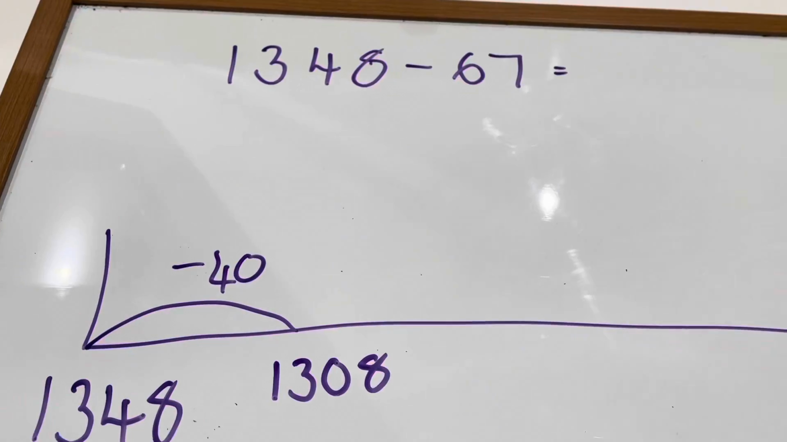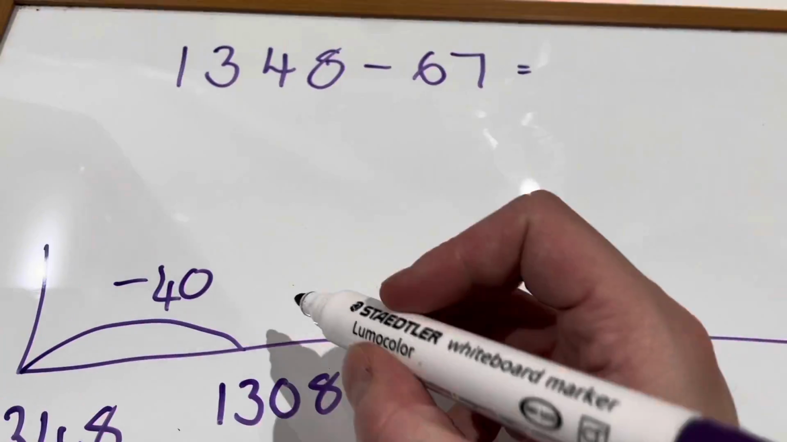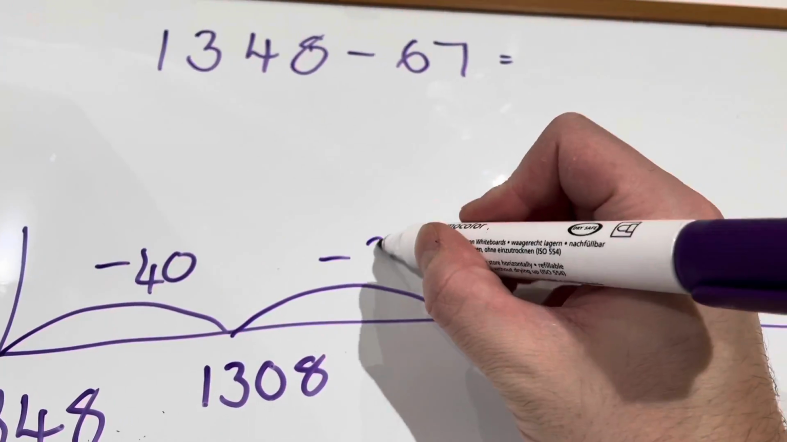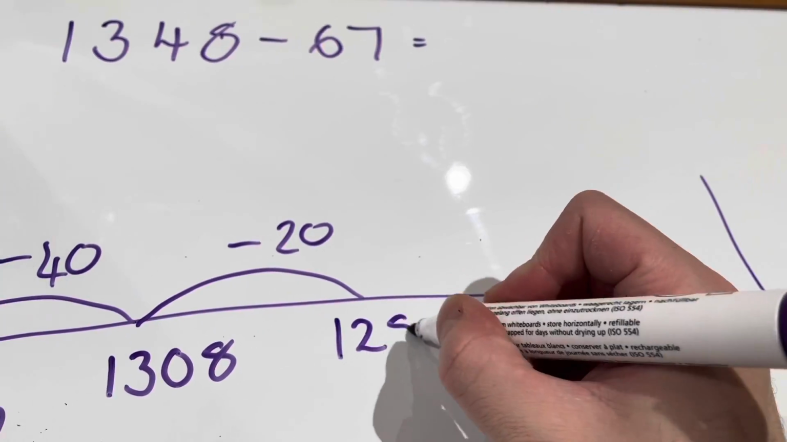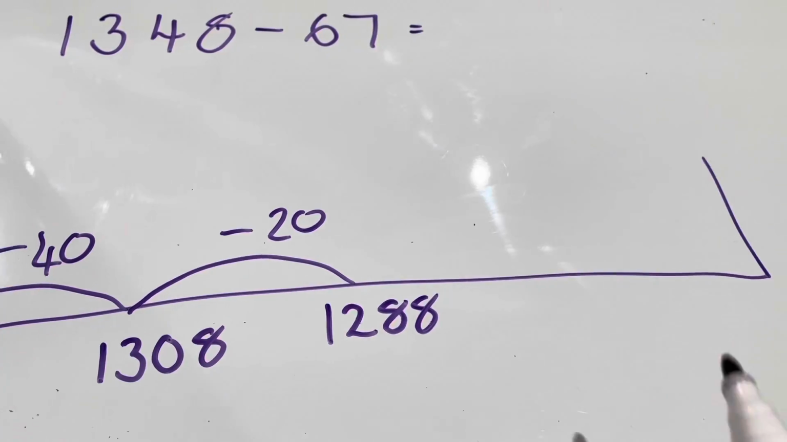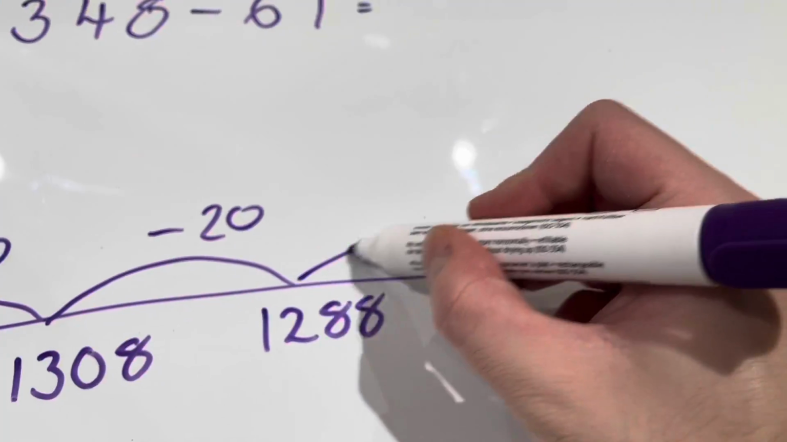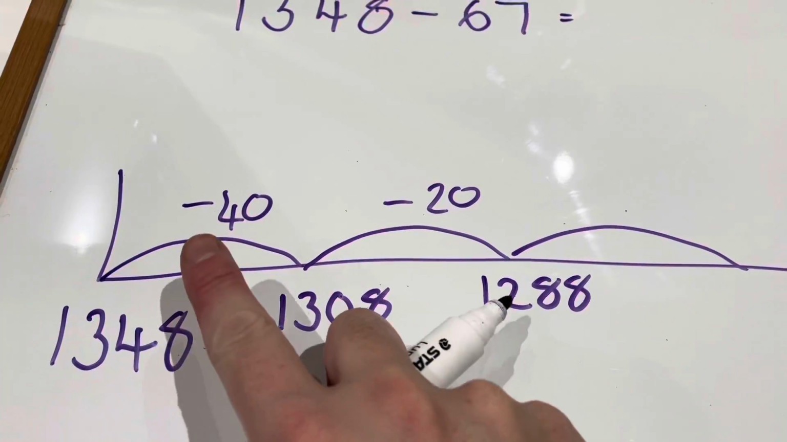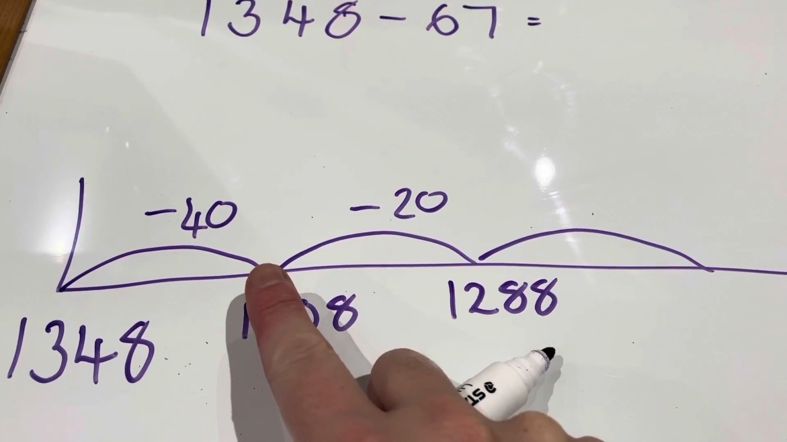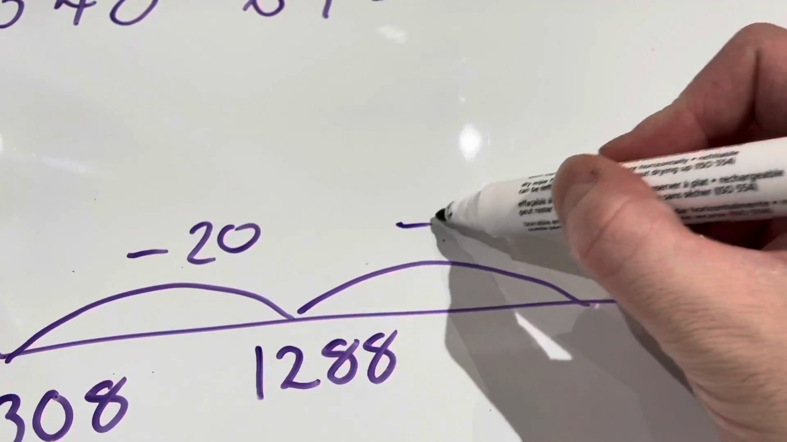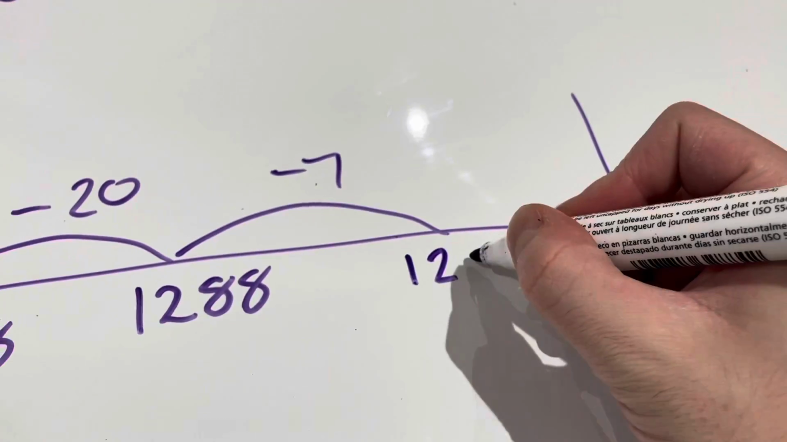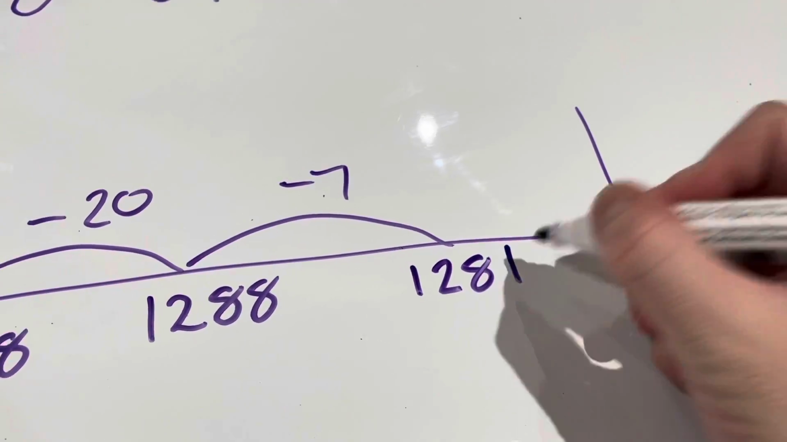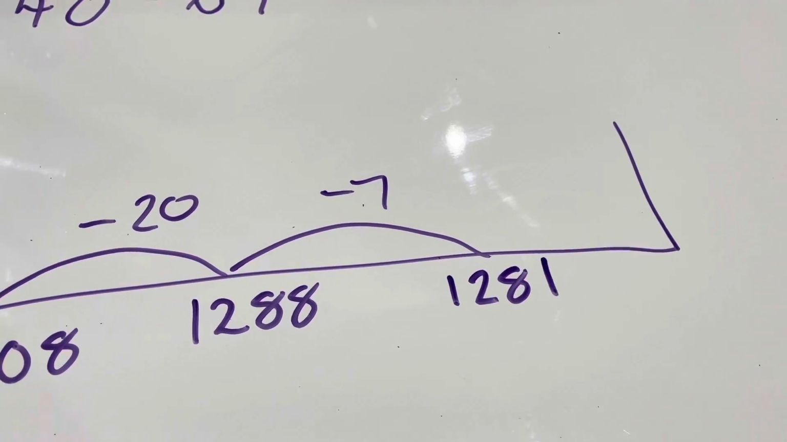That means I've got 27 to take away. I'm going to take away 20, which is going to take me to 1,288. That means I've got 7 left to take away. Notice I'm showing what I've taken away and I'm writing the number under where I've landed each time. Taking 7 away, the last amount. So that's 1,281.